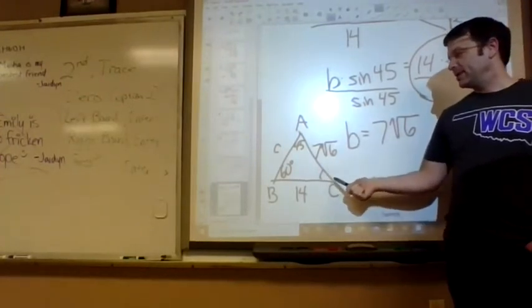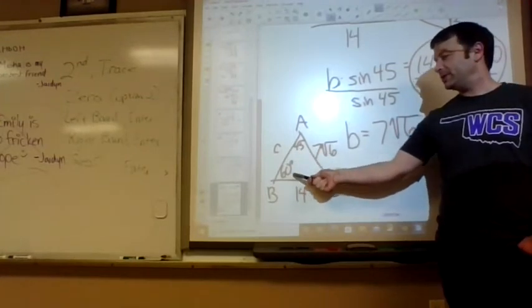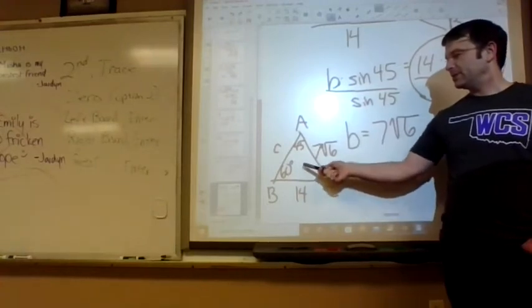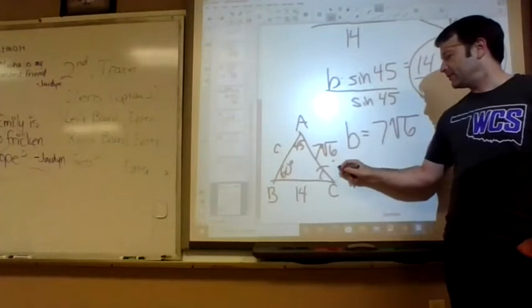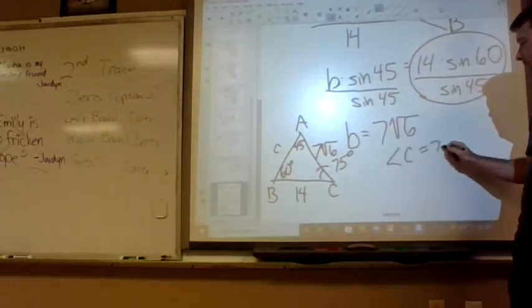Okay. I know these two angles right here, so how can I find this angle? Add them up and subtract 180. Right. That leaves 75 for this one. So angle C equals 75 degrees.